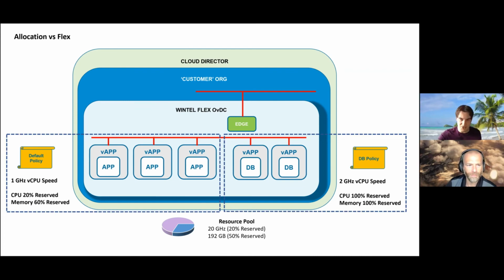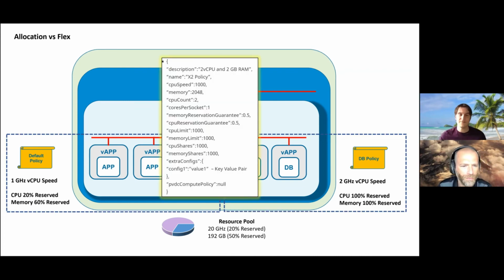Now the way they align to t-shirt sizes is effectively you build those t-shirt sizes in the policy. So rather than having a simple default policy versus DB policy, you build a series of policies with different specifications and crucially different resource allocations per t-shirt size, because in reality that's what we're looking at here.